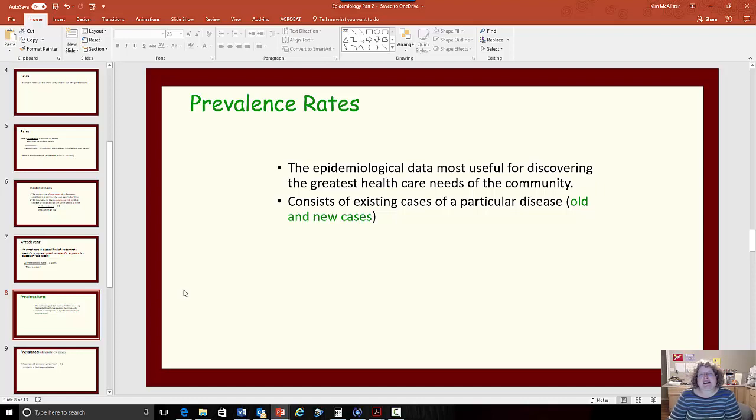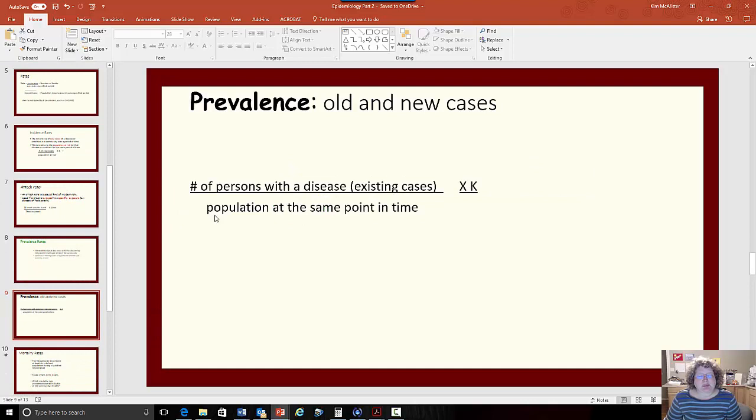Now, the most useful data that we gather about an illness is the prevalence rate. The prevalence rate is the number of old and new cases, all the people that are already sick plus the people who just became sick, or all the people who were exposed plus the people who just became exposed. And we look at all of that at one time. So we put the number of persons with the disease, the existing cases and the new cases, over the total population at the same point in time. And then we multiply it by our constant K.